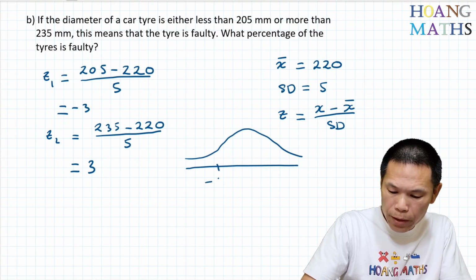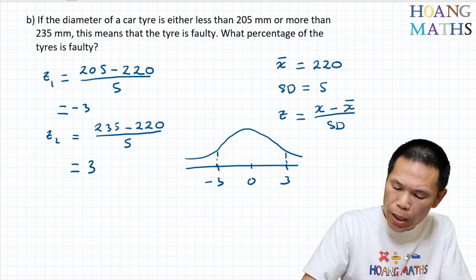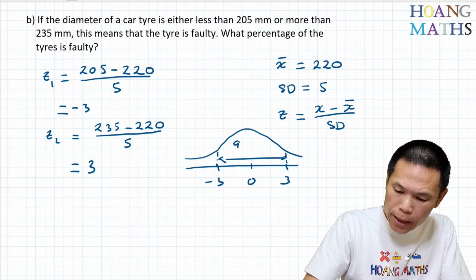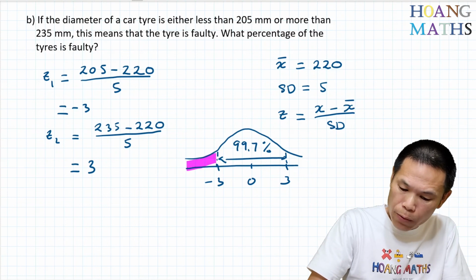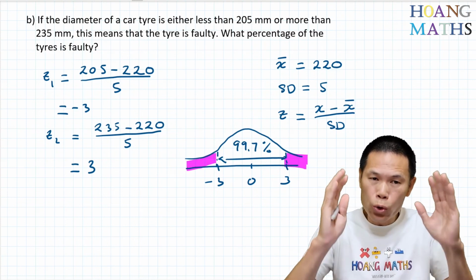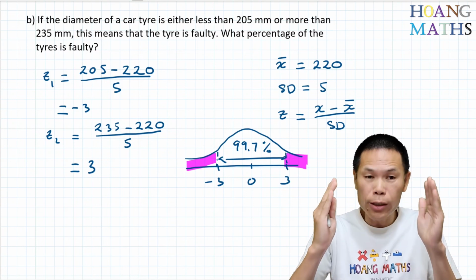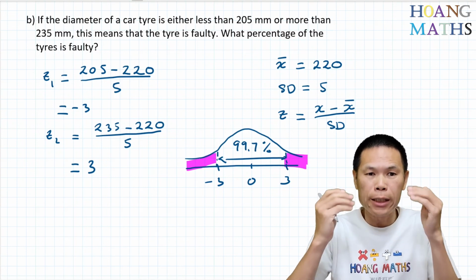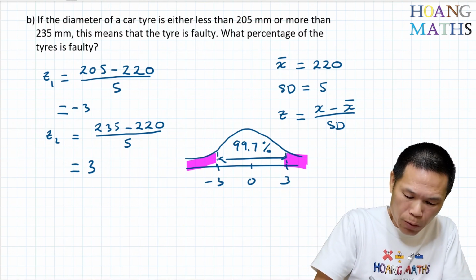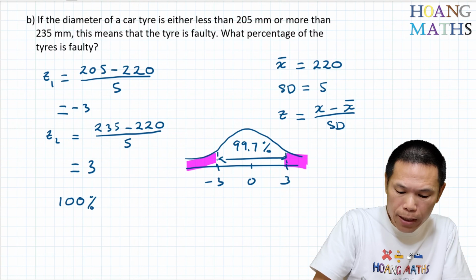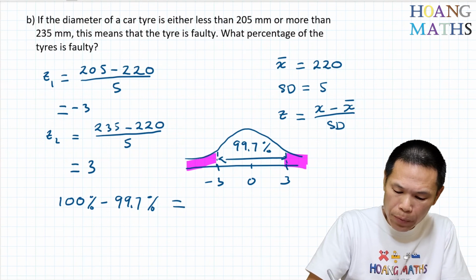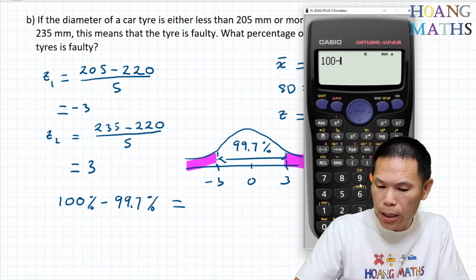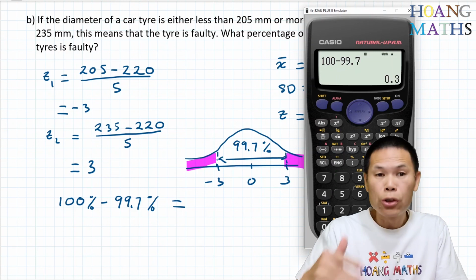So between -3 and 3, that is 0. So therefore, we know that within this range here is 99.7%. But then we need to work out this area here. And we know that altogether is 100%. So to work out these two area, we just go 100% minus 99.7%. So we go 100% minus 99.7%. So that would give me, so I just go 100 minus 99.7. So 0.3%.